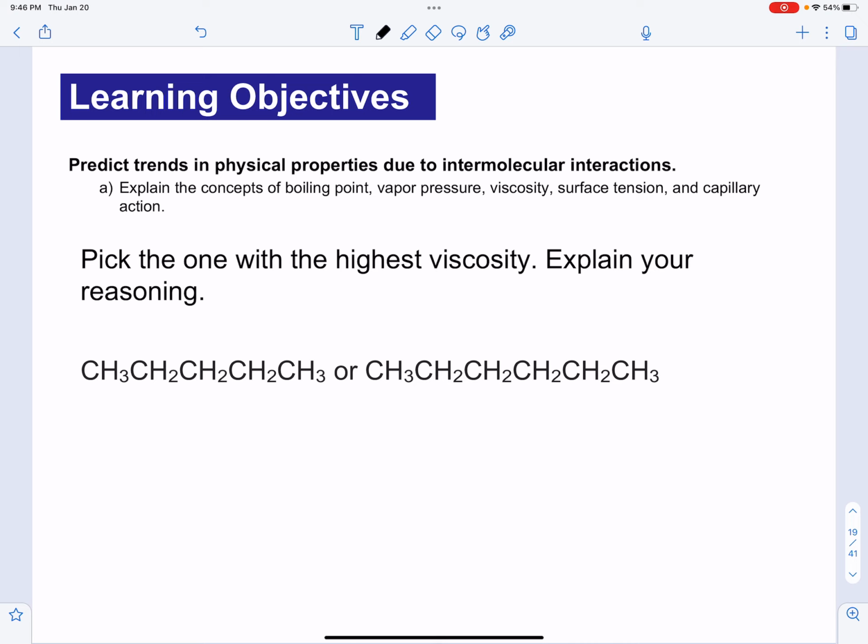So continuing with another problem, pick the one with the highest viscosity. Remember, viscosity is the property in which molecules can slide past one another. They can flow through it. The stronger the intermolecular forces, the harder it's going to be for those molecules to slide by because they're going to be captured, which means higher viscosity. Stronger forces, higher viscosity, but make sure you're able to explain why. So pick the one with the highest viscosity.